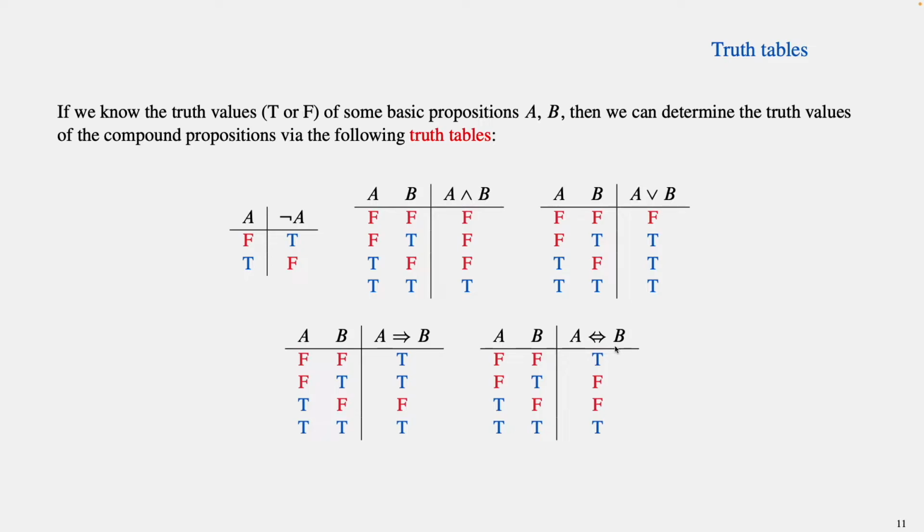And finally, we have the equivalence. A is equivalent to B. So this is the claim that A is true whenever B is true, and that also B is true whenever A is true. And this is reflected in the truth table here. It is always true when A and B have the same value, and it is false if they have different values.